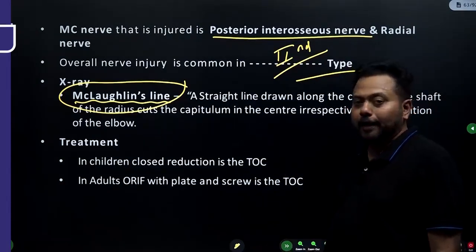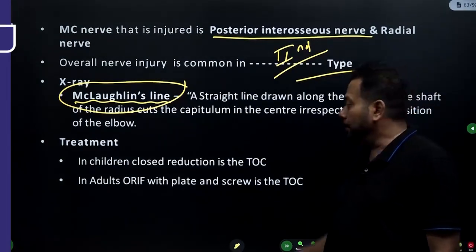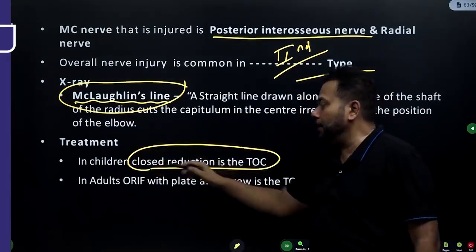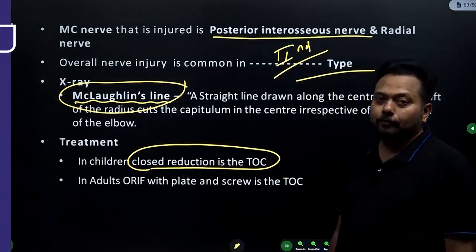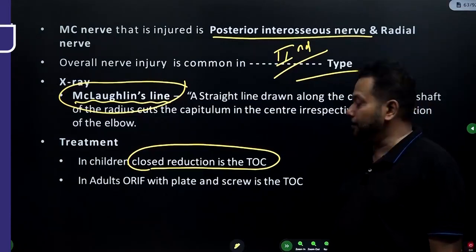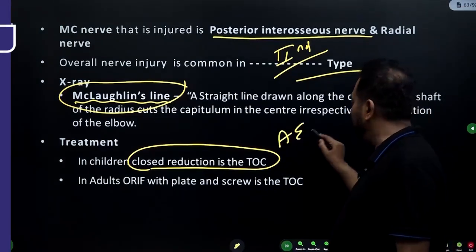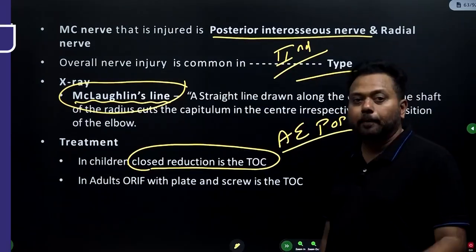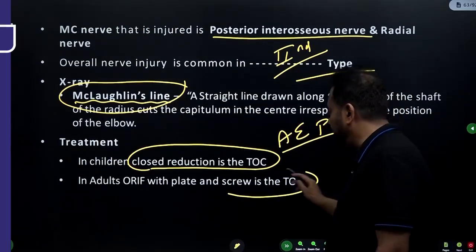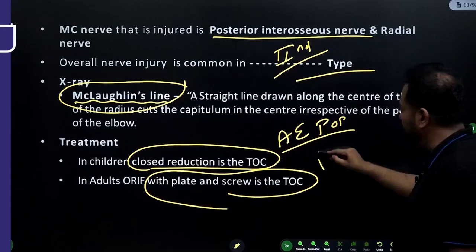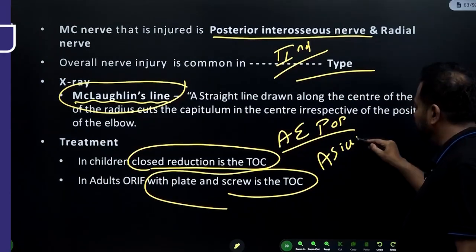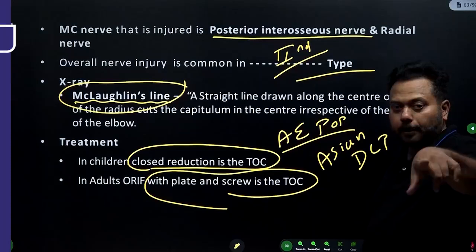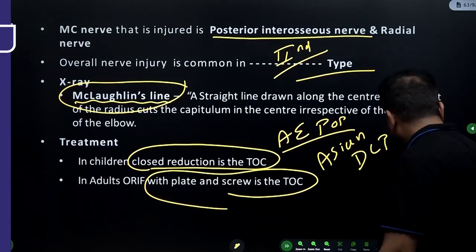In a case of a child with Monteggia fracture, conservative closed reduction is the treatment of choice. You can do closed reduction and above elbow plaster of Paris, the AEPOP. Above elbow POP is the treatment of choice in children. In adults, open reduction internal fixation with plate and screw. This plate is called the Asian dynamic compression plate, DCP. Asian DCP is the treatment of choice. So children conservative, adult surgery.